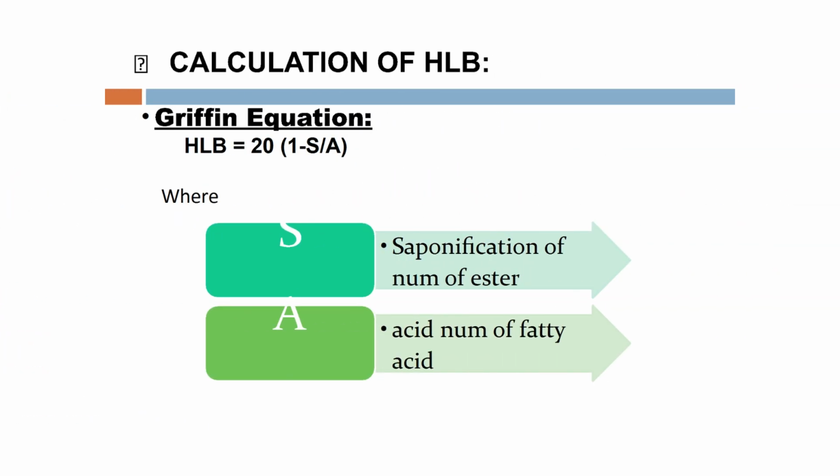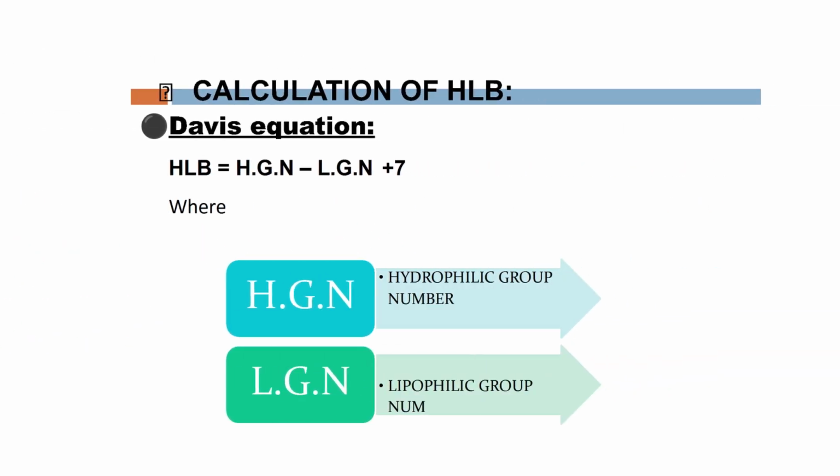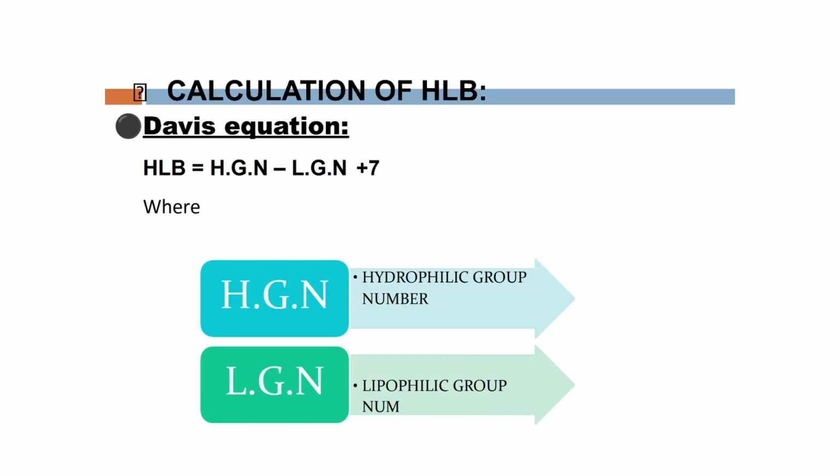Calculating the HLB value. Now, how do we calculate the HLB value? One common method is the Griffin equation. The Griffin equation is where S is the saponification number of the ester and A is the acid number of the fatty acid. This is often used for systems containing ester groups. Another method is the Davis equation. The Davis equation is where HGN is the hydrophilic group number and LGN is the lipophilic group number. This method assigns numbers to different chemical groups in the molecule.